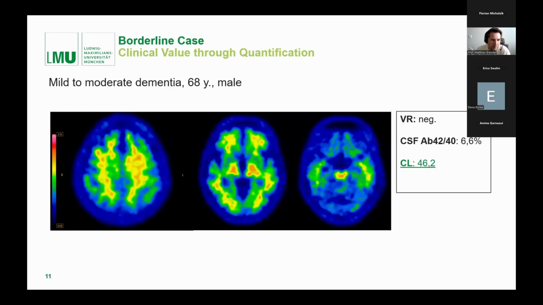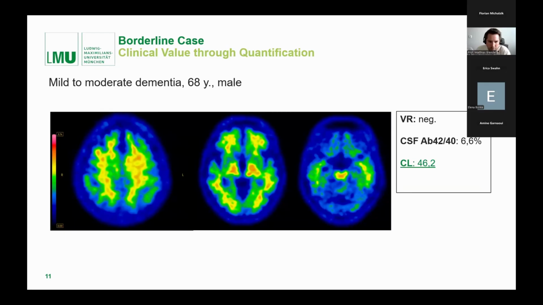Here, a mild to moderate dementia case, 68 years old, male. And I think this is nice because it's a borderline case where you also get additive value through quantification. This is exactly in this borderline range between 5.5 and 7.1 for the CSF A beta ratio. And you can see that here the centiloid was 46.